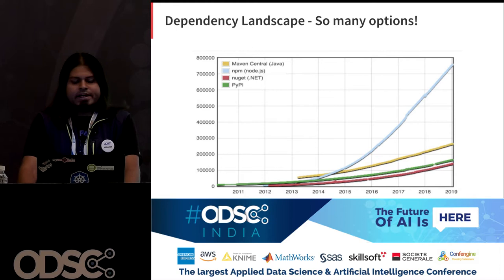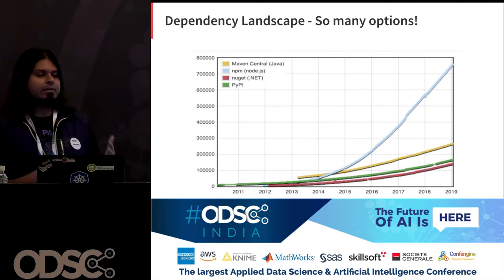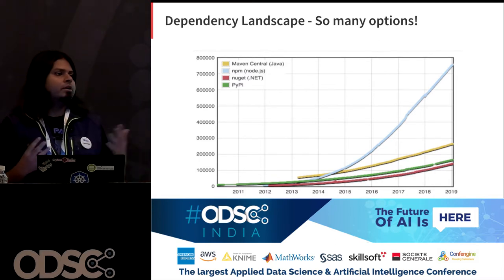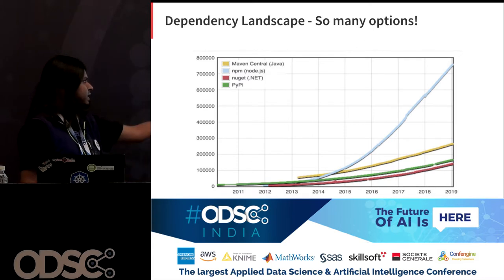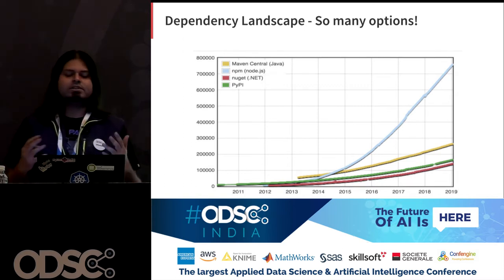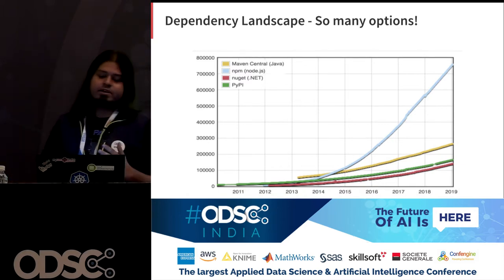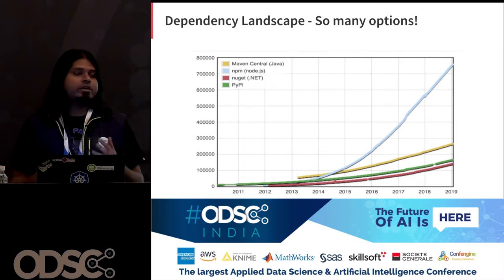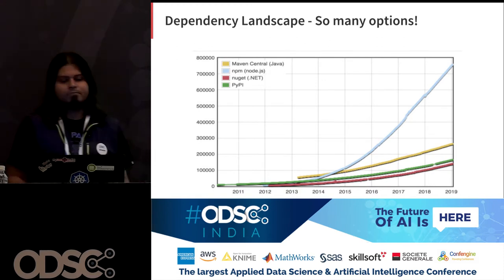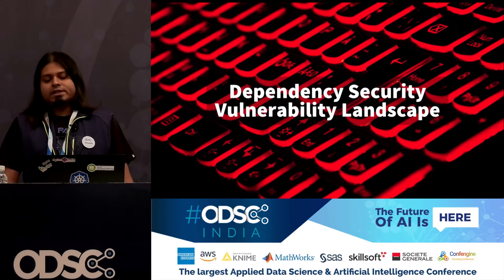Now, if you look at the dependency landscape, there are so many options out there, right? With every year, as we go into the next year from the previous year, the number of dependencies is increasing exponentially. The Node.js ecosystem is the most popular one out there, with JavaScript dependencies increasing exponentially, as you can see. And then you have Maven, which is the Java-based ecosystem. So all these dependencies are increasing exponentially, which means more and more better features, more and more better libraries are being made available to us. But it's also hard to do the due diligence of whether our code is secure, our code is safe, and so on, right? Because we are not the ones who are writing these libraries, we are the ones consuming them. So this is a case study on proactive security and vulnerability dependency analytics, and what the security landscape is like.